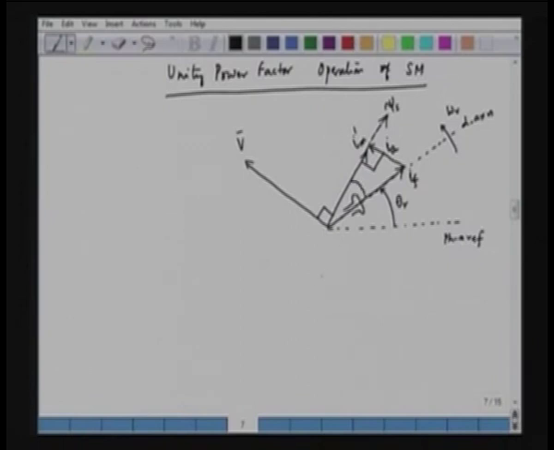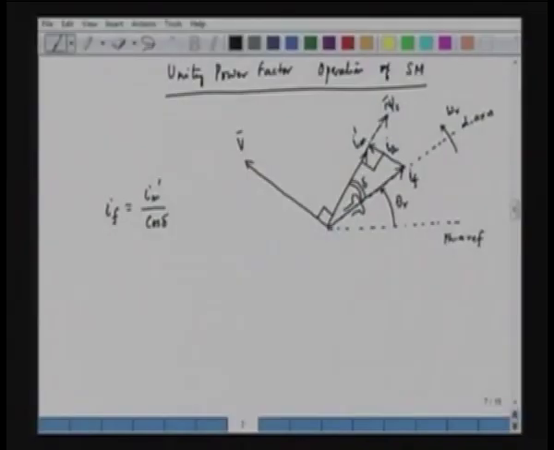Now, this angle between the d axis and the stator flux psi s, which is also a vector, is called delta, the torque angle. From this right angle triangle, we can say that IF is equal to Im prime by cos delta. If we maintain this relationship, we can achieve UPF operation, or unity power factor operation.